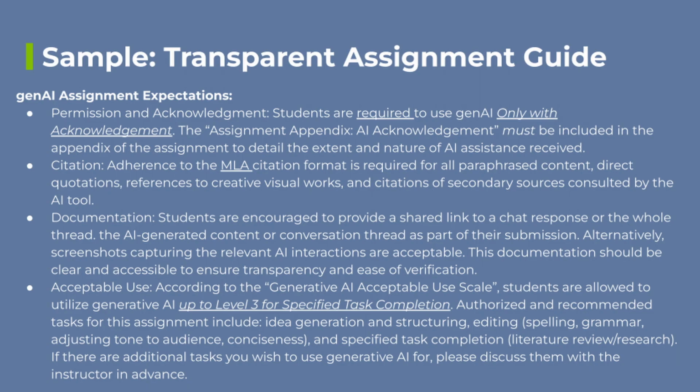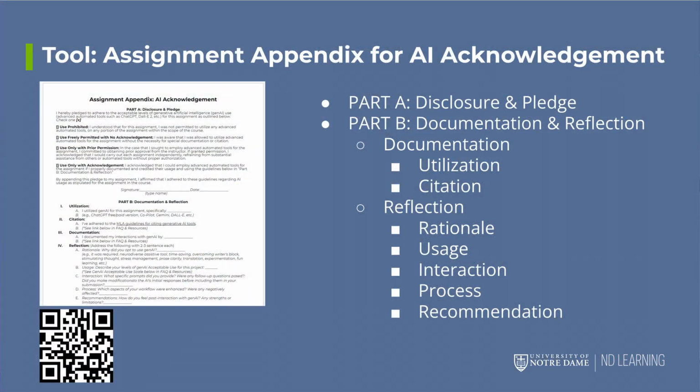The guide clearly states the required permissions and acknowledgments. It specifies the citation style expected and asks for documentation by sharing their AI-generated content and prompts. Additionally, it uses that generative AI acceptable use scale to inform students of the level of AI usage allowed for each assignment. My last resource is something my class and I developed throughout the semester called the Assignment Appendix for AI Acknowledgement. This Google Doc template will also be shared in the resource link.